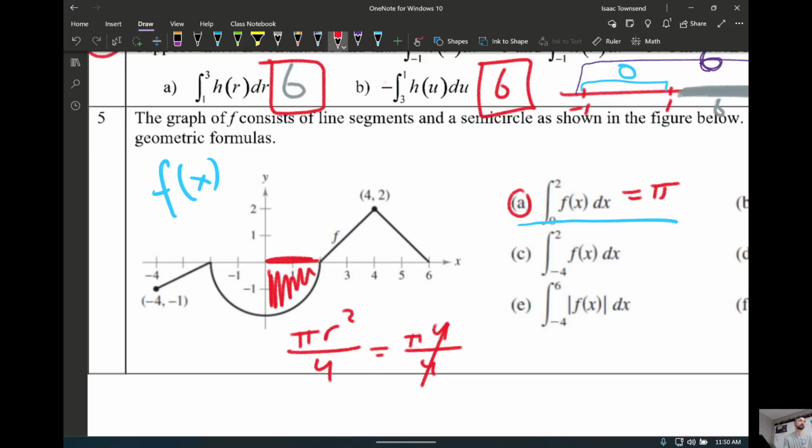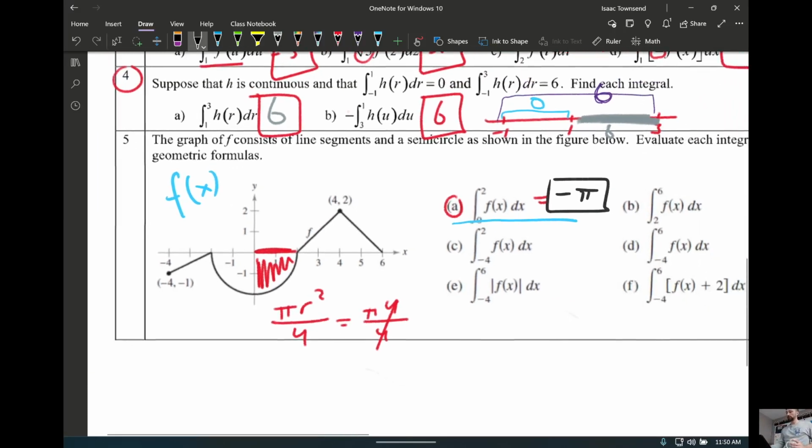Almost. What did I not do? It should be -pi. Right, if it's below the x-axis, remember you've got to be paying attention. It has an area of pi, but because the area is below the x-axis, it's negative. Okay.